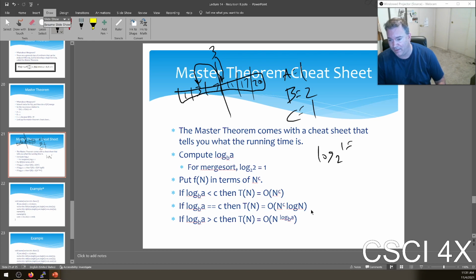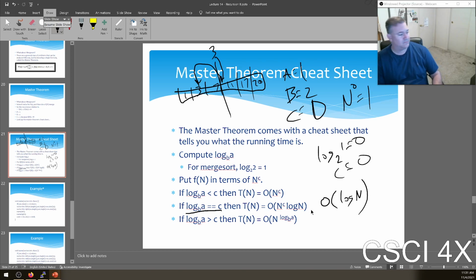So the log base 2 of 1 equals 0. Sorry, C is 0 because it's n to the 0th power, which is 1. And so C is equal to 0. It's this case here, so the answer is order log n. Makes sense? So it's n to the 0th power log n, because 0 equals 0. We're essentially doing 0 work. It's a single comparison. Don't forget that, 2 to the 0 is 1. So it is a logarithmic algorithm to do binary search.